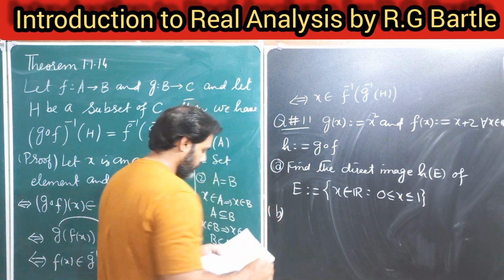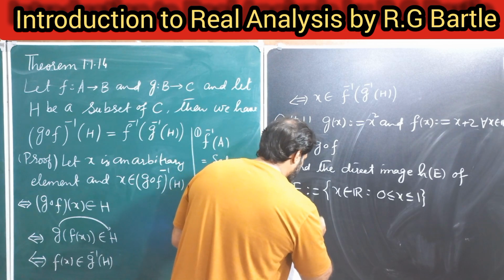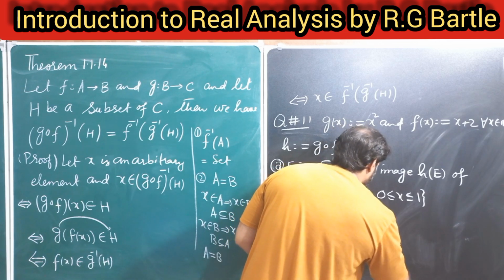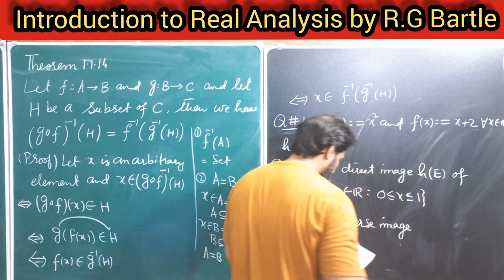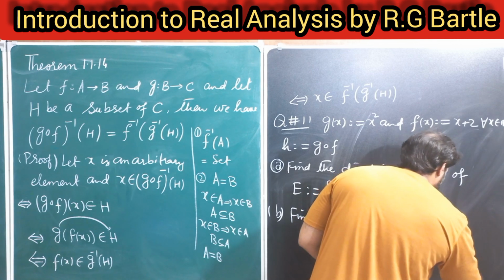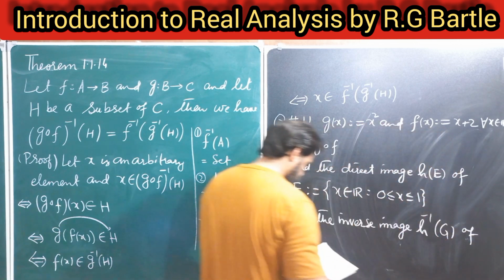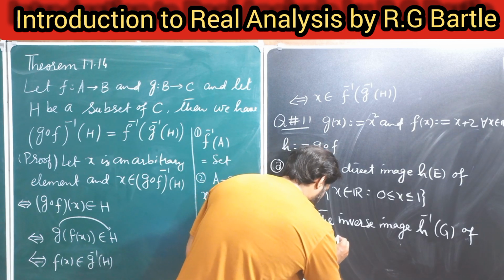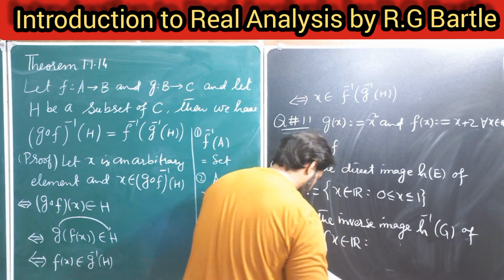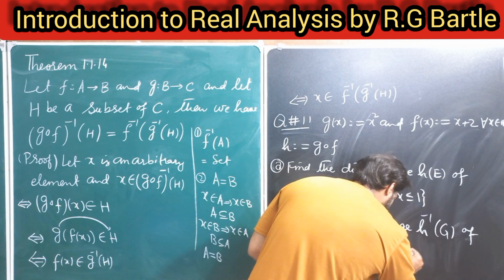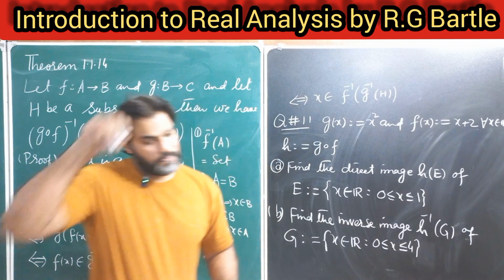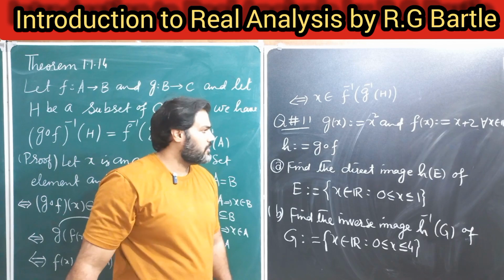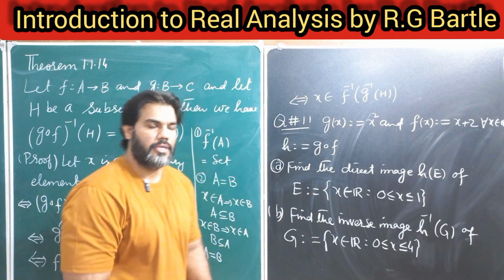In part B, we need to find the inverse image: find the inverse image h inverse of G, where G is given by the set of x belonging to R such that 0 is less than or equal to x, and x is less than or equal to 4. So to solve this question, firstly we find this composite function g circle f.